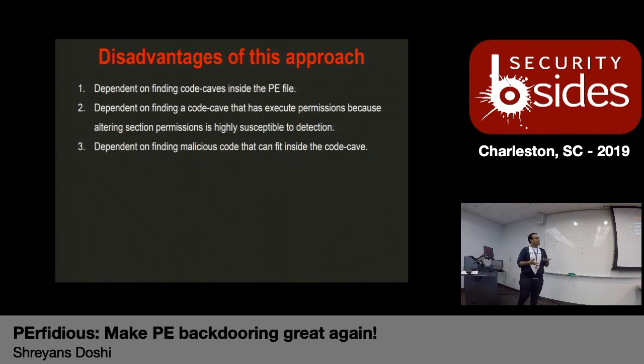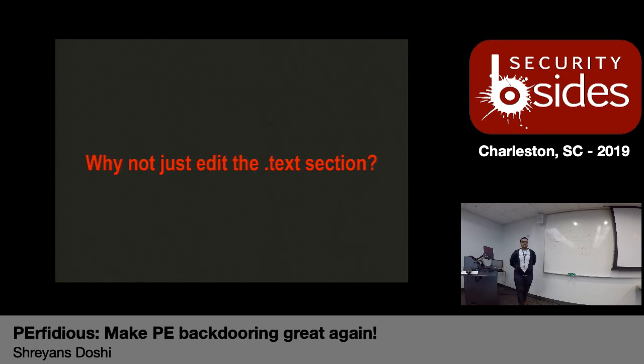You need to be able to find code caves inside the PE file. You need to find a code cave that is large enough. You need to find a code cave that is in the executable section, right? So why not just edit the .text section instead?